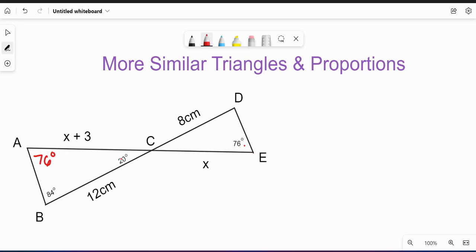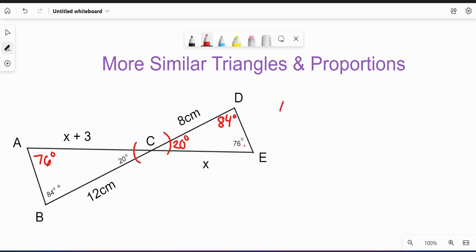Now, this right here, we have a vertical angle, right? So this is also going to be 20 degrees. So again, that is a good thing. We got two of the same corresponding angles. Now we just have to determine whether it's going to be 84 degrees. And if you have two of the same, 180 minus 76 minus 20, it is going to be 84 degrees. So these are similar triangles.